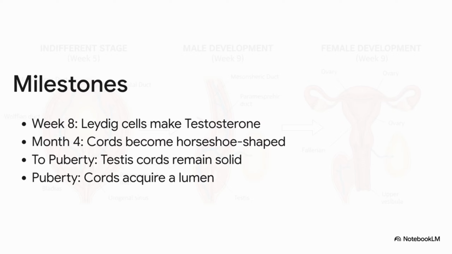It's super important. These testis cords remain 100% solid throughout all of childhood, literally completely solid. It isn't until puberty hits that these solid cords finally acquire a lumen. Once they hollow out, they get an upgraded name. They are officially canalized seminiferous tubules.